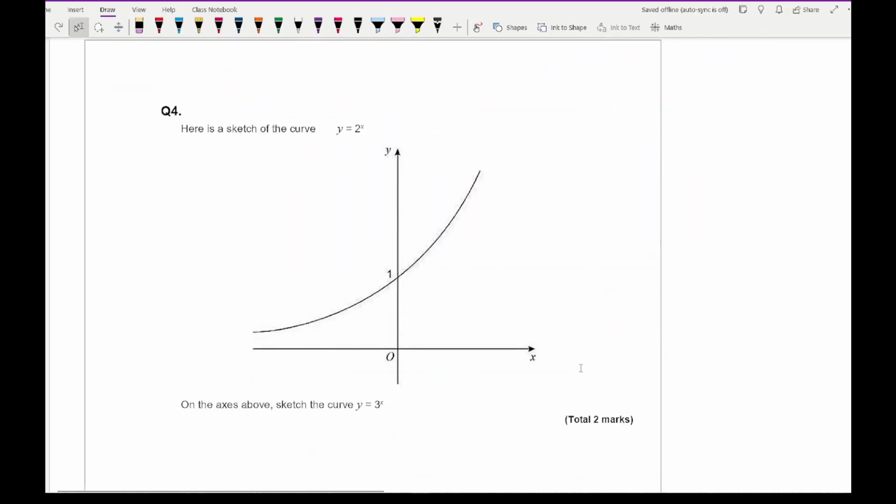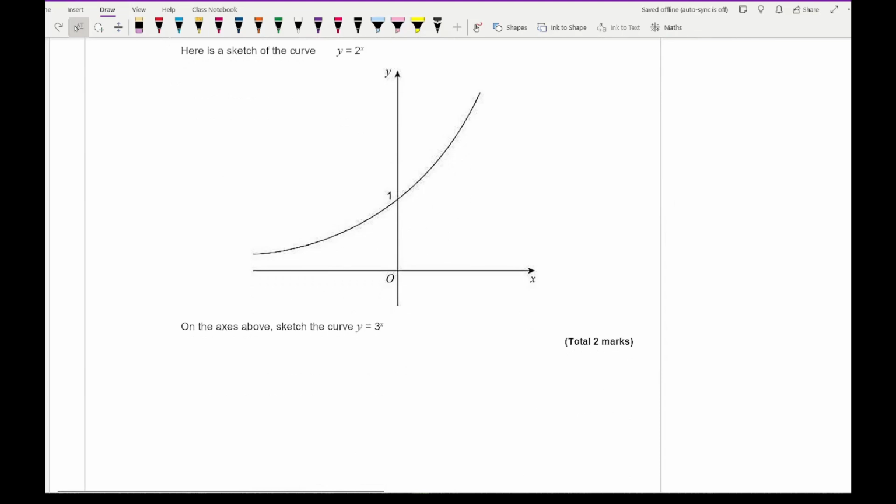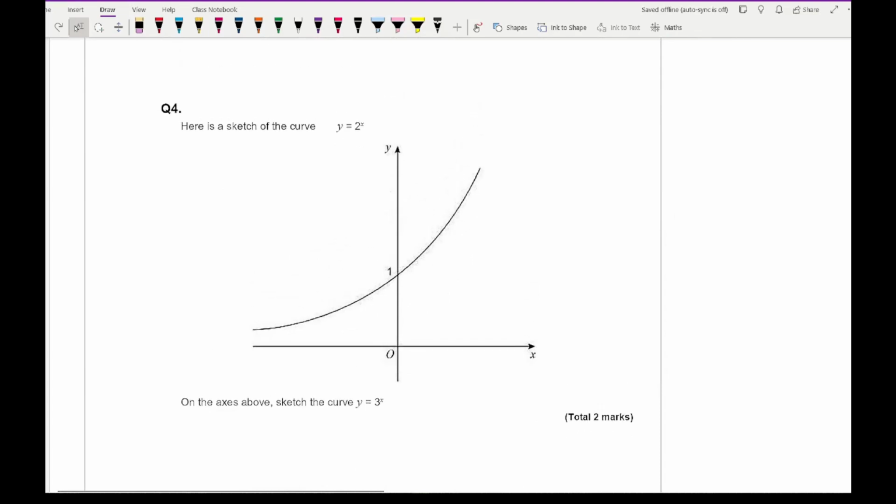Then moving on to question 4, it says here is a sketch of 2 to the power of x on the axes above. Let me just get that back on the screen. Sketch the curve y equals 3 to the power of x. Now we know that it's definitely going to go through 0, 1. So again, if you're not sure, all we need to do here is just write down the equation, so 3 to the power of x, and then just try to pick out some points. Now here we said that as the base number increases, the line's going to get closer to the y-axis, so it's going to look something like that.